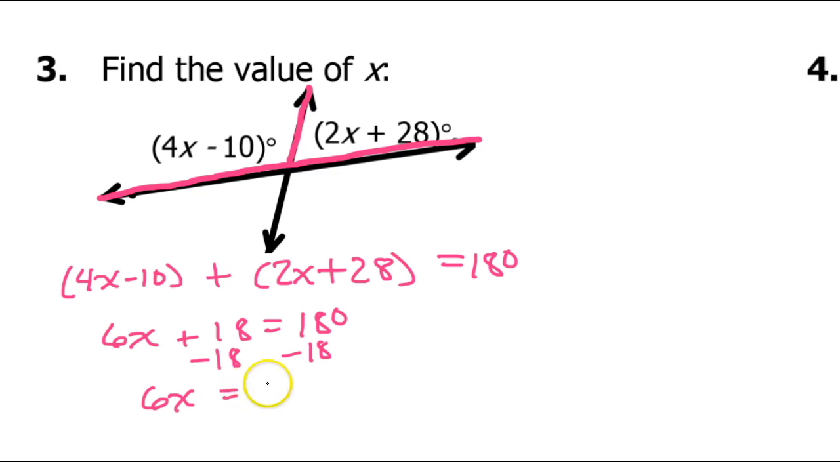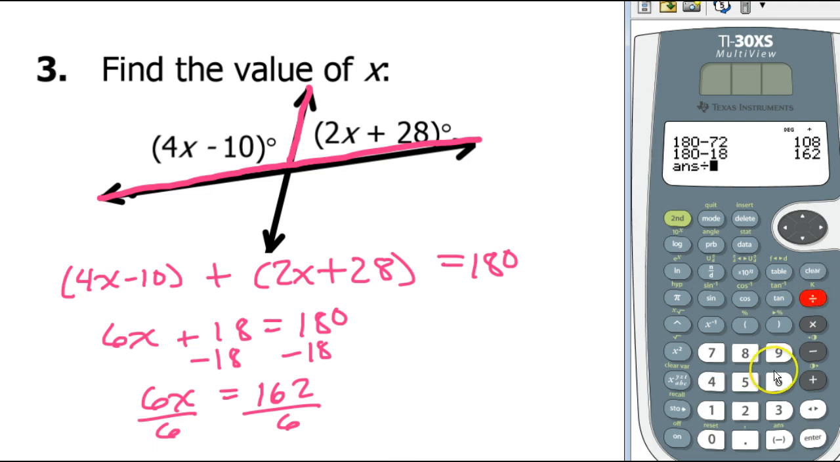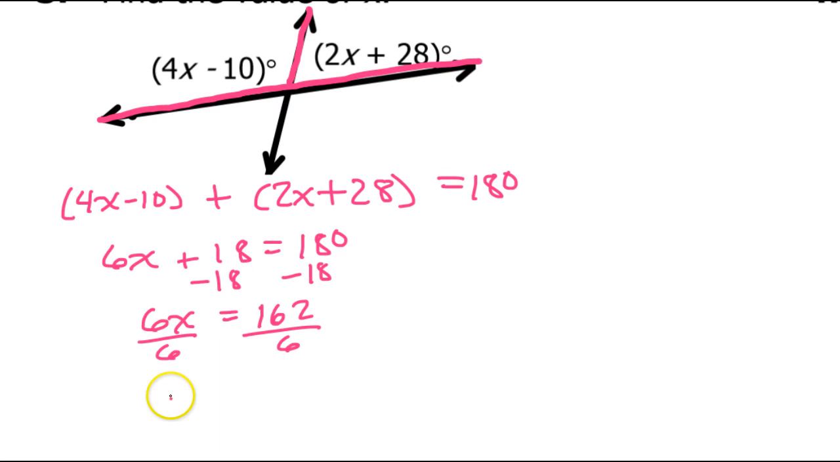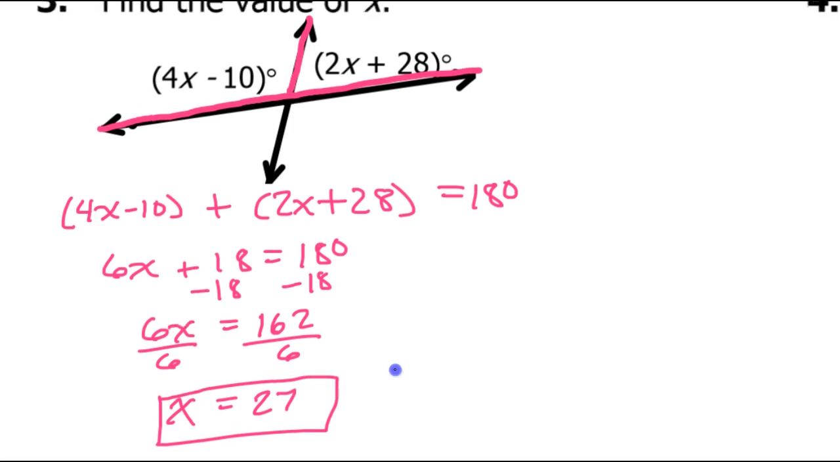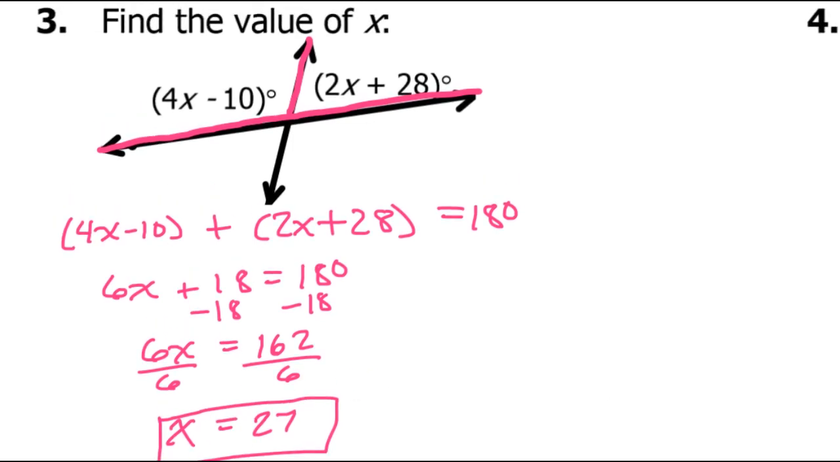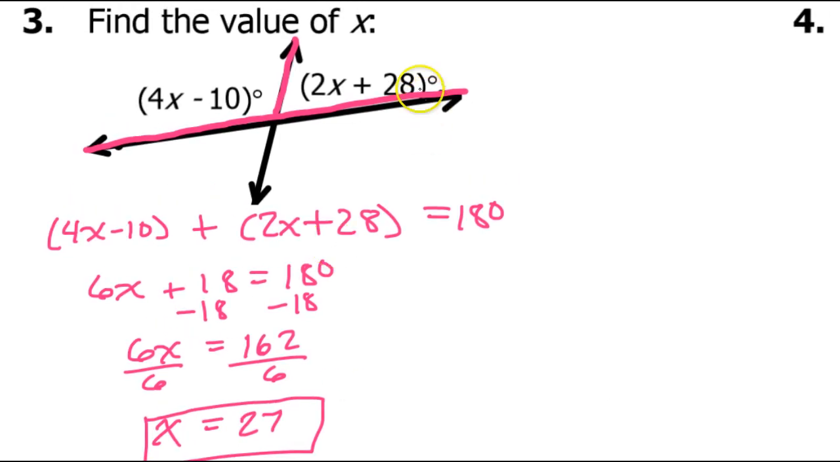So that is 162. And then you need to divide both sides by 6. So that's 27. Alright, so that's it for problem number 3. Again, let's make sure we're getting that vocabulary in here. This type of angle is called a linear pair.